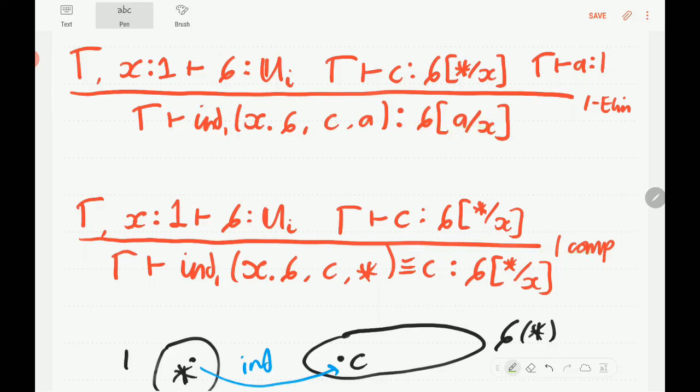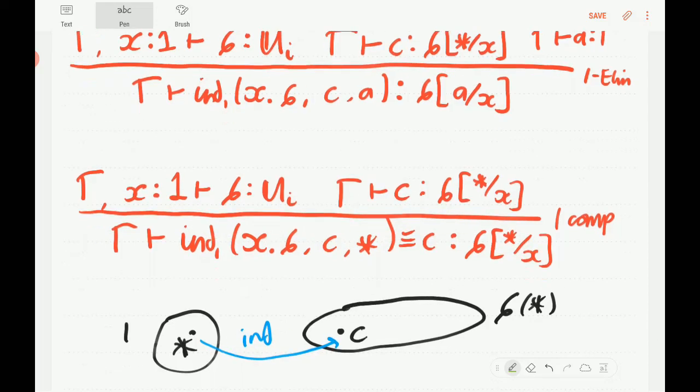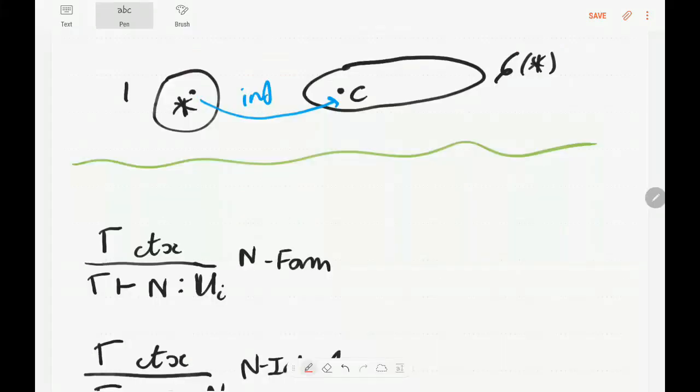And then the computation rule says that such a function works on star of type 1 by sending that to this value c of type zeta of star, this value c which we use to set up this ind function, okay? And there's also a sort of uniqueness statement as well, but that's a propositional statement. That's something that we prove. So that's not one of our axioms, one of these rules that we write in red.